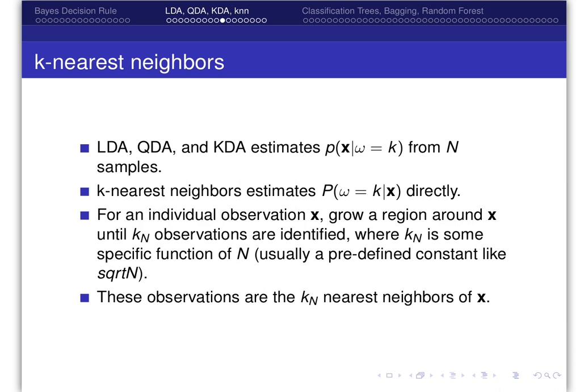Both linear discriminant analysis and quadratic discriminant analysis assume a multivariate normal distribution for the class conditional densities, while kernel discriminant analysis estimates the class conditional densities nonparametrically.